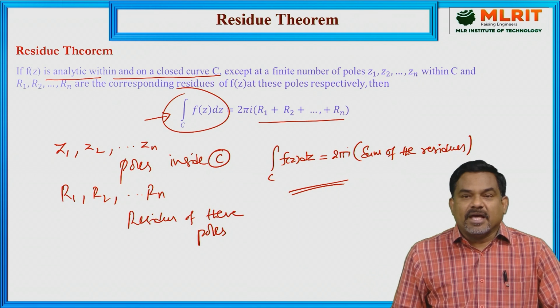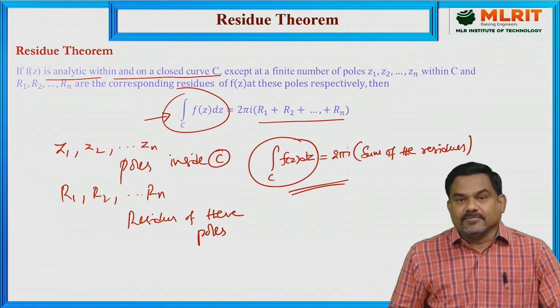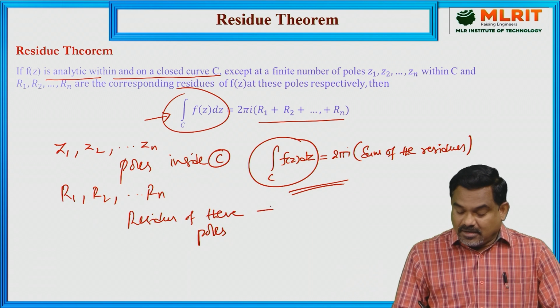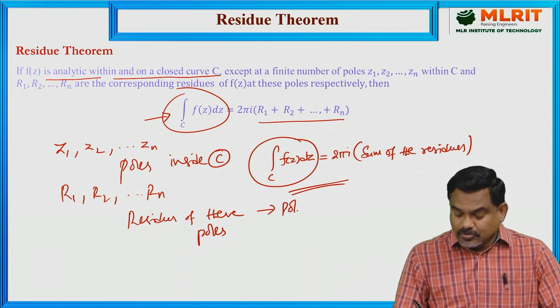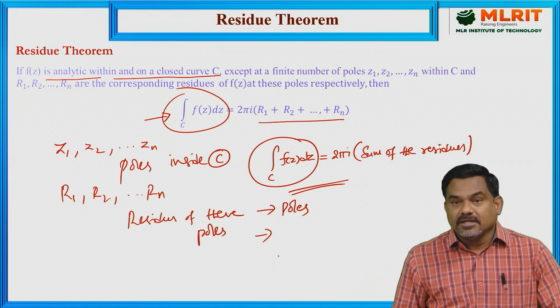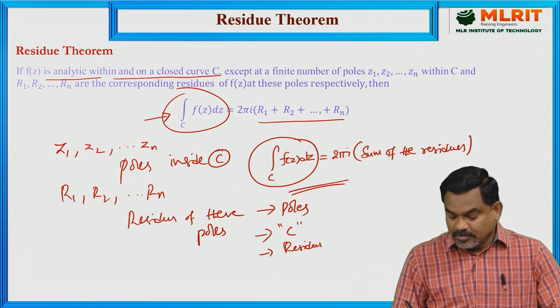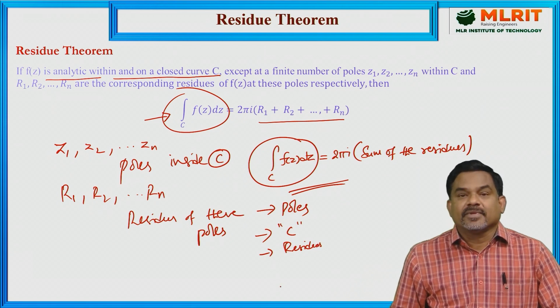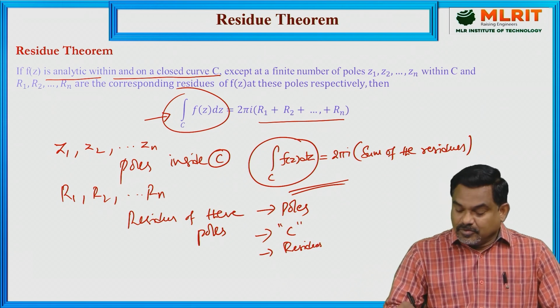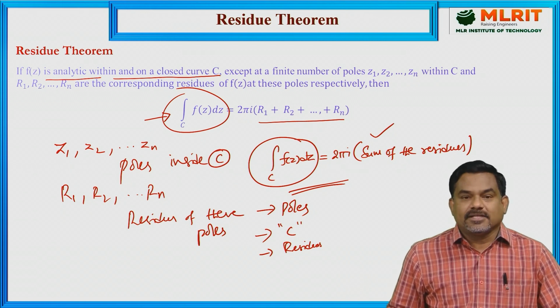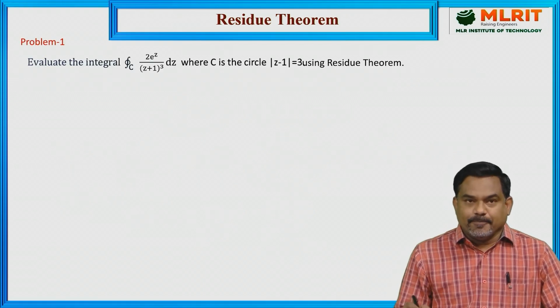This residue theorem helps us to evaluate the line integral. And what are the steps involved in this? First, find the poles. Second, identify the poles which are within C, and then find the residues of those poles, and use Cauchy's residue theorem to evaluate the line integral. Let us solve some problems on the same.